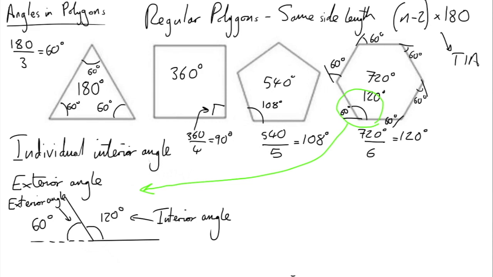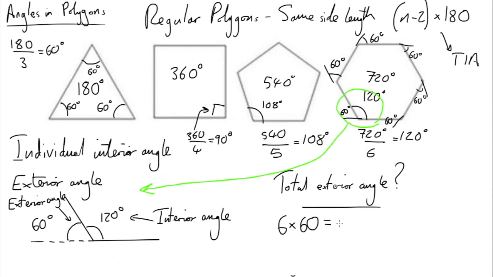Okay, well, let's take this idea. What is the total exterior angle? Well, let's add these ones up. We have 60, 60, 60, 60, 60, and 60. So how many have I got? I've got 1, 2, 3, 4, 5, 6. That makes sense. If I do 6 times 60, I get 360.